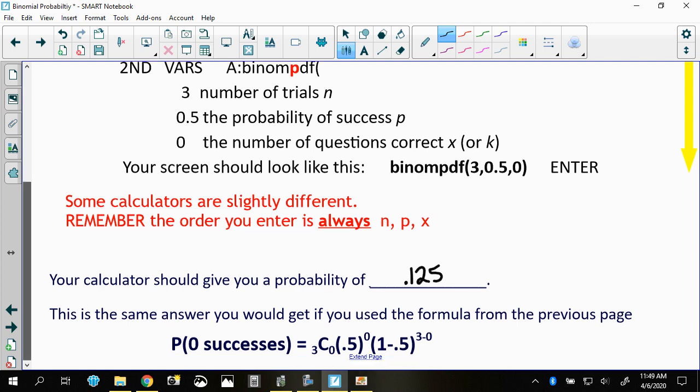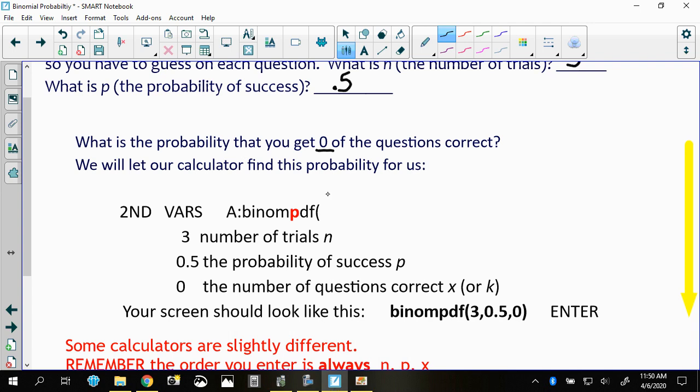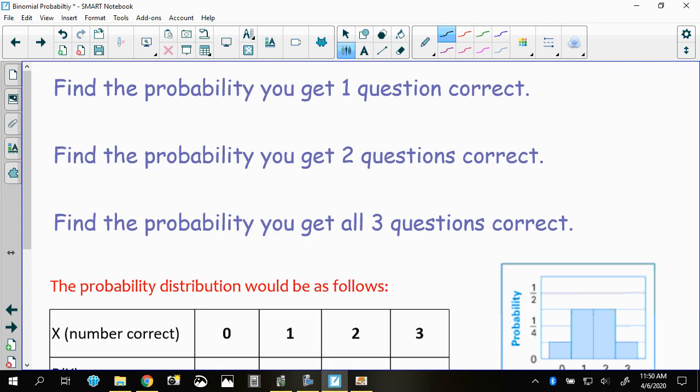Now, if we typed in the formula from the previous page, which is what your calculator uses, you would get the same exact answer as doing it with the binomial PDF. Now remember, one thing about the binomial PDF is this is for exactly one number of successes. Okay, it's not a more than or less than. This is exactly 3 or 0 or 1 chance of getting them correct.